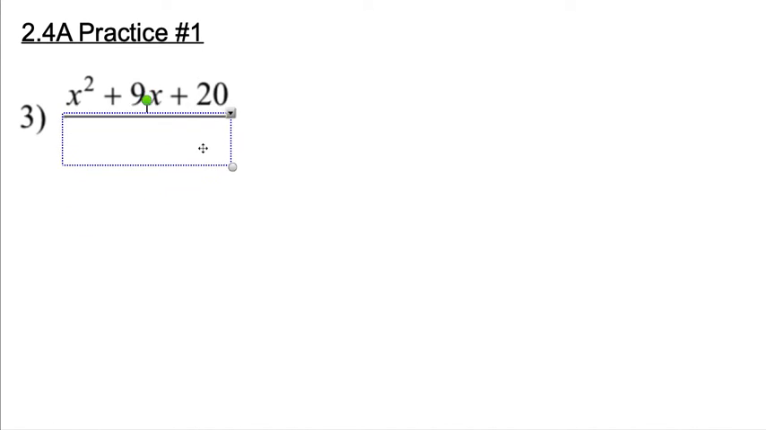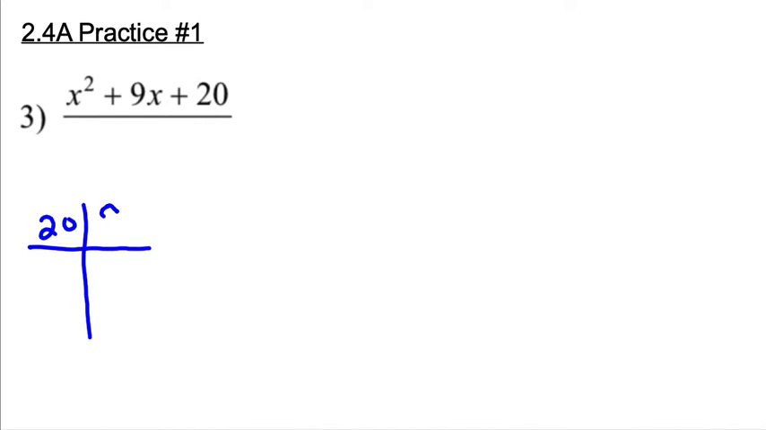Okay, so I'm going to cover up the denominator and ignore that and just factor my numerator. So we're going to go back to the table. I need two numbers that multiply to give me 20 and add to give me 9.